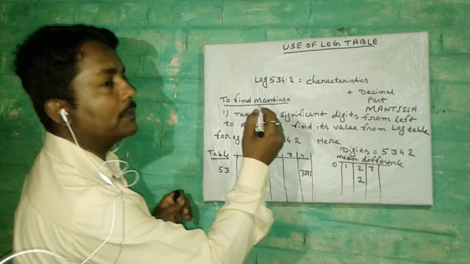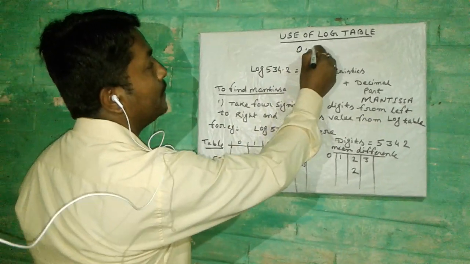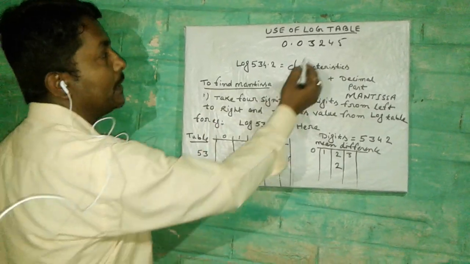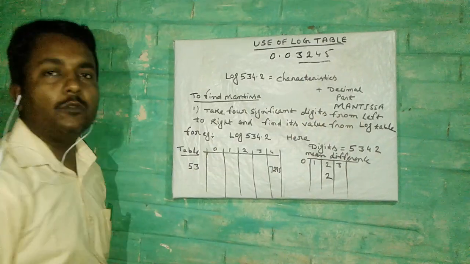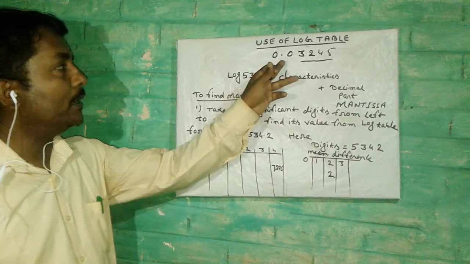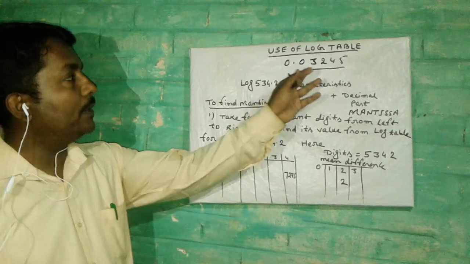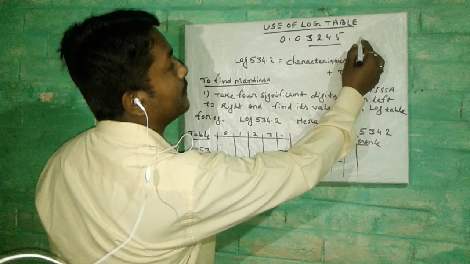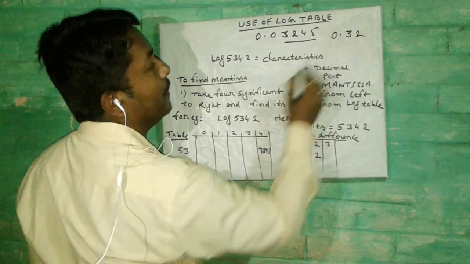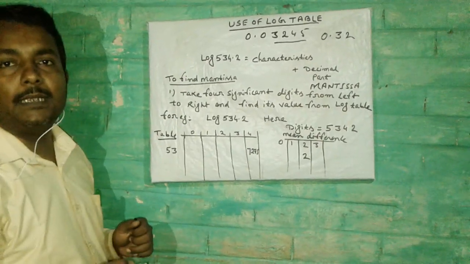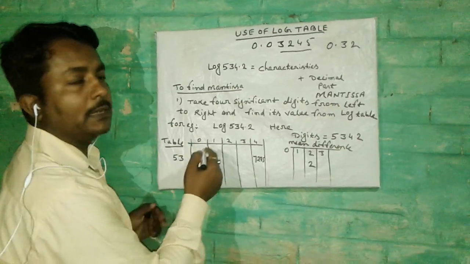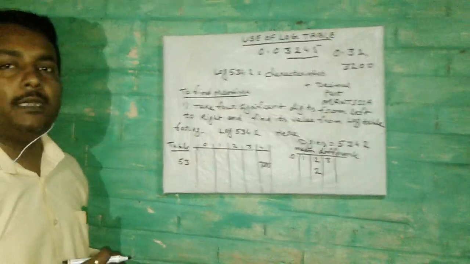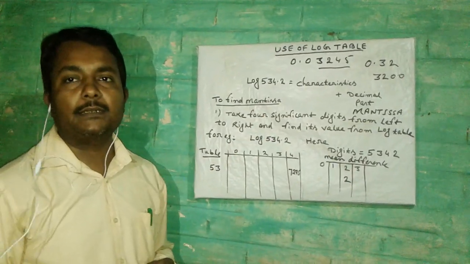Your question may be given like this, 0.03245. In that case the significant digits are 3245. You have to take care: the 0 is not a significant digit. We take 3245. Or say it is given like 0.32 only. Then only 2 digits are there, so we have to take 4 significant digits. You will take 32 and then add 20 from your side. This is the way to take 4 significant digits.